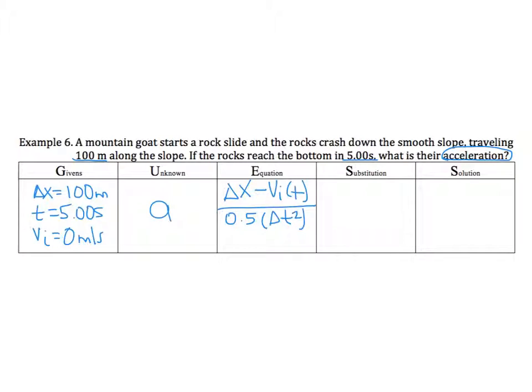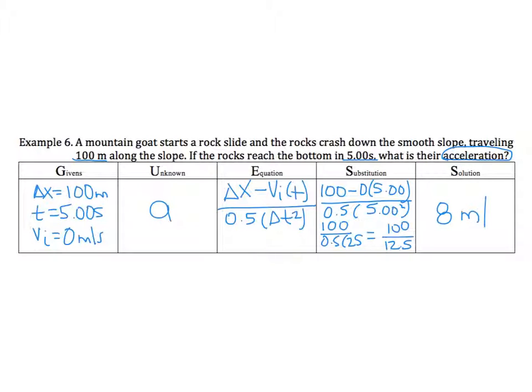Alright, so now substituting in the actual values for the variables. We have 100 minus 0 times 5 over 0.5 times 5 squared. So simplifying that, we get 100 over 0.5 times 25, or 100 over 12.5. So when we do the final math, it comes out to 8 meters per second, and we have to square it since it's acceleration.